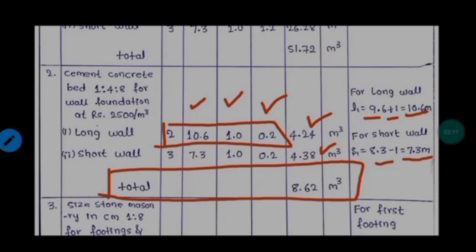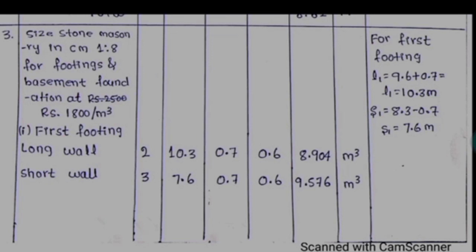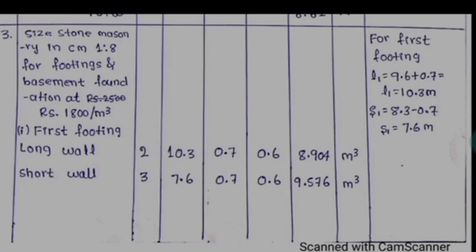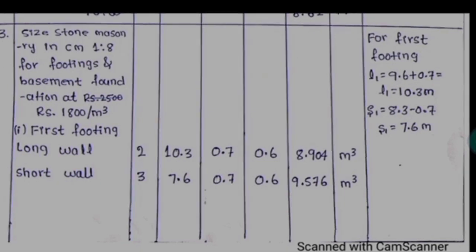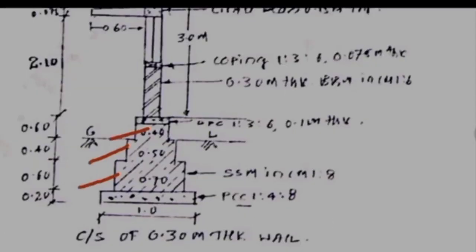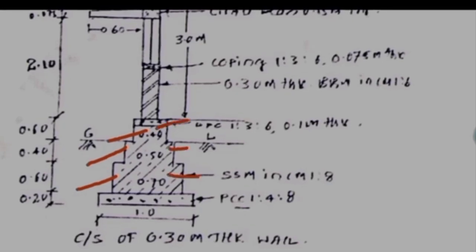cement concrete bed. Now moving to the third item, that is size stone masonry in CM 1:8 for footings and basement foundation at rupees 1800 per meter cube. Individually we work out the quantity of the first footing, second footing and basement.